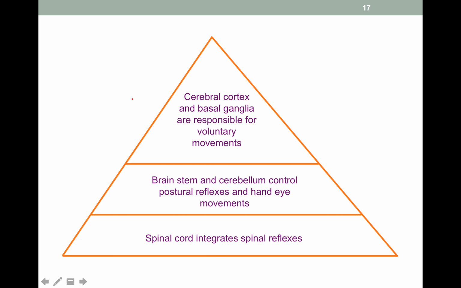Now, as the movements start to get a little more complex, we have to start involving the brain. You can see the brainstem and the cerebellum will control postural reflexes and hand-eye movements. These are a little bit more complex in nature. And the most complex movements, which are voluntary in nature, are going to rely on the cerebral cortex and the basal ganglia in order to perform those tasks. So reflexes are the most basic examples, but very complex voluntary movements will require greater hierarchy.